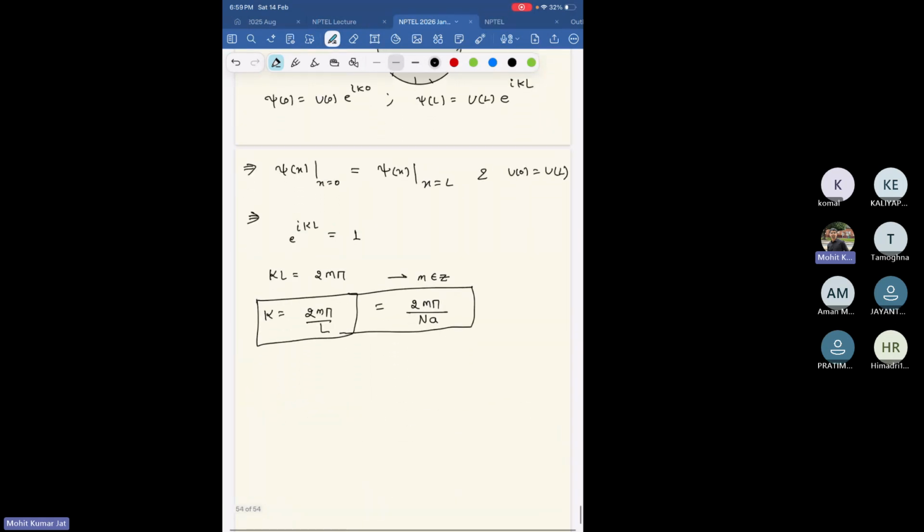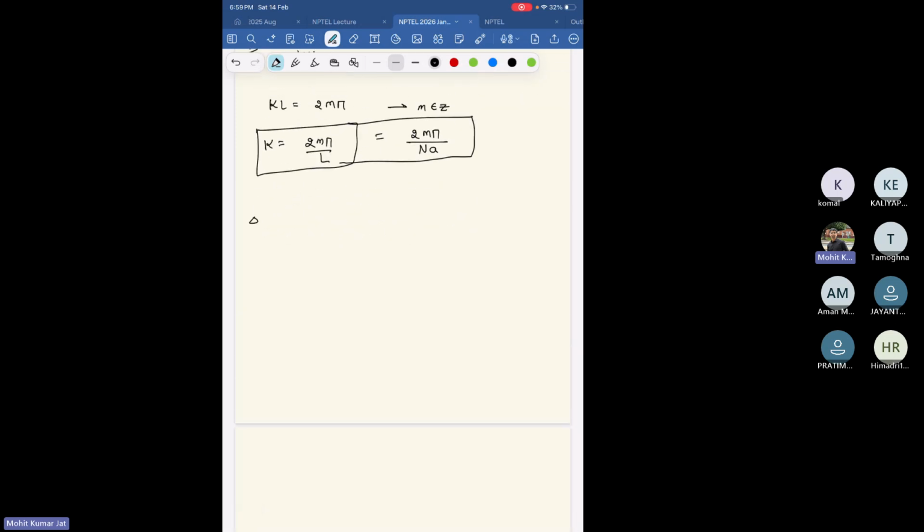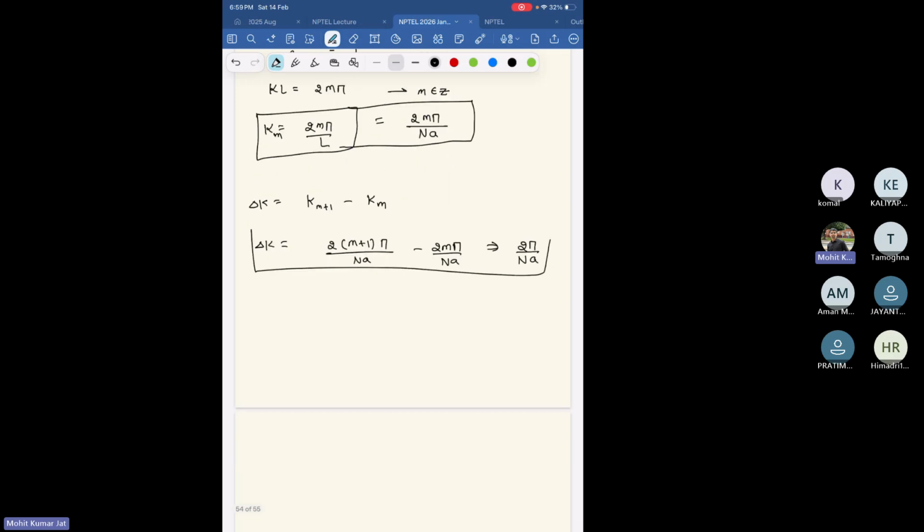Now, the next question is about the separation between these two. So the separation delta k will be k(m+1) minus k(m), which is 2(m+1) pi by Na minus 2m pi by Na. This gives you delta k equals 2 pi by Na. So that's the spacing between adjacent states, 2 pi by Na.